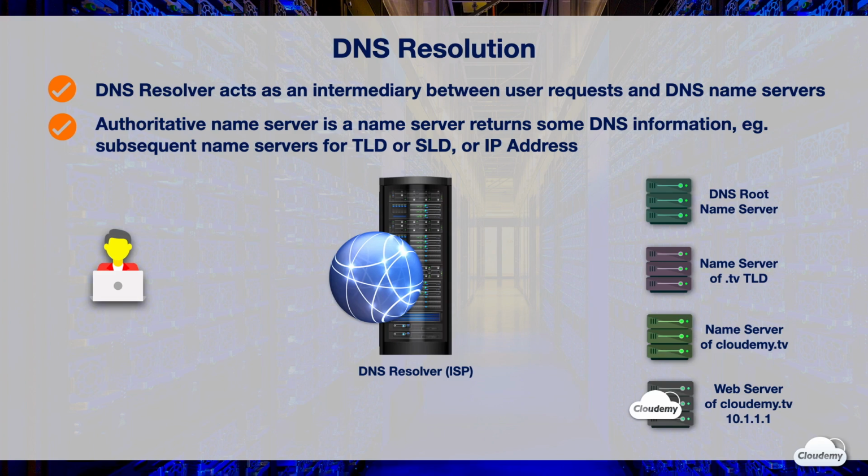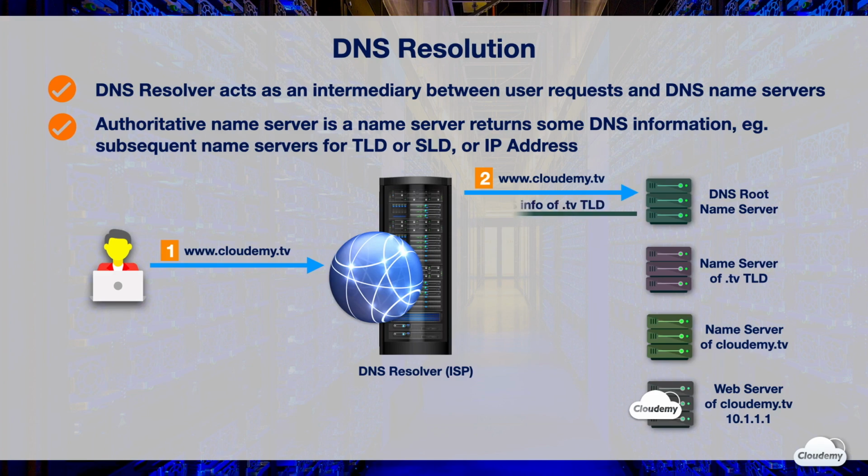Here's how DNS resolution works. When a user requests the Cloudemy.tv website, the request is first routed to a DNS resolver. The DNS resolver forwards the request for Cloudemy.tv to a DNS root name server. The root name server checks its database and returns a list of authoritative name servers of the .tv TLD to the DNS resolver. The DNS resolver forwards the request for Cloudemy.tv to one of the name servers of the .tv domain.